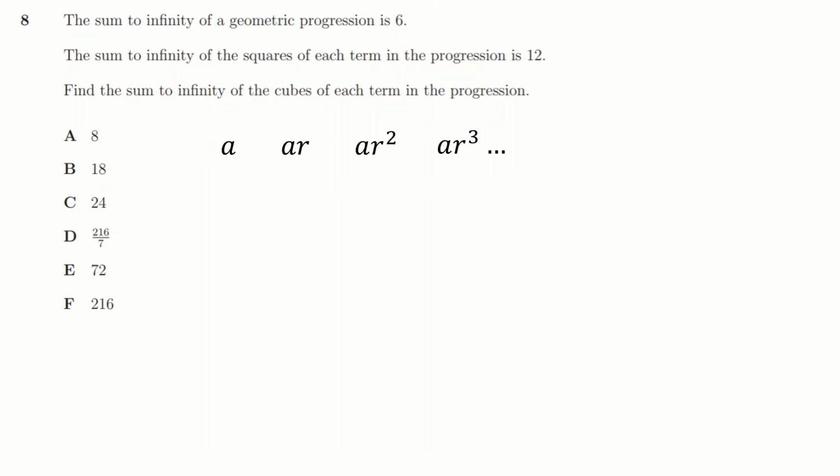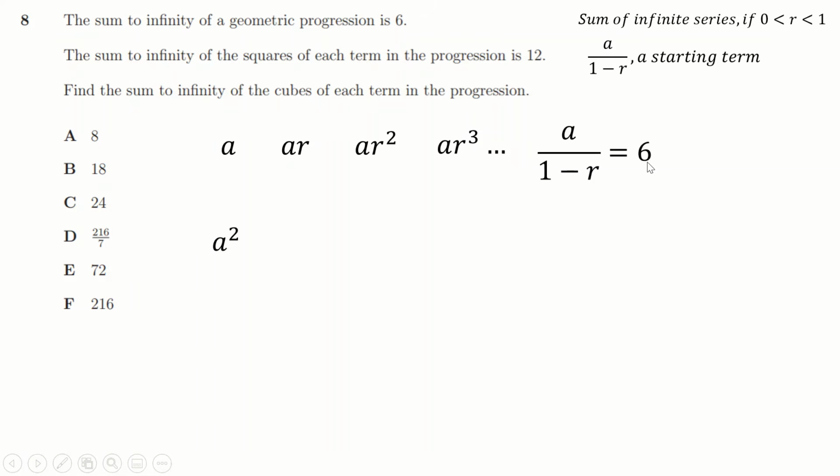And now the sum of a geometric progression, if r is between 0 and 1, is this, where a is the starting term and r is that thing you're multiplying by. And it's saying that the sum of this is 6. So that means that this expression here, a over 1 minus r, is 6.